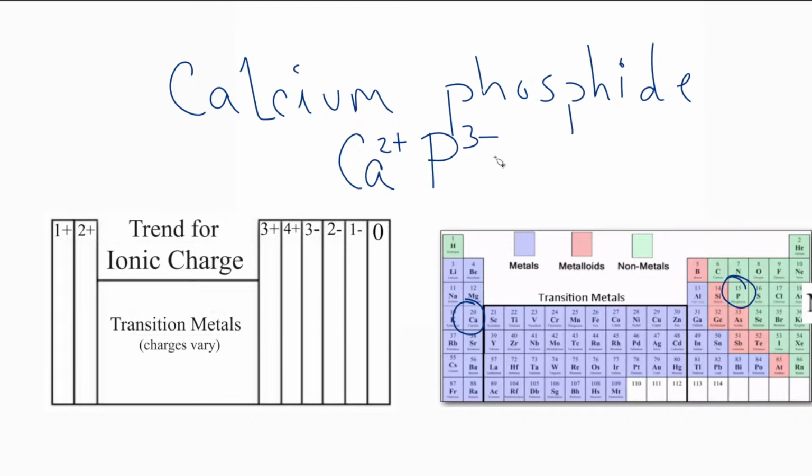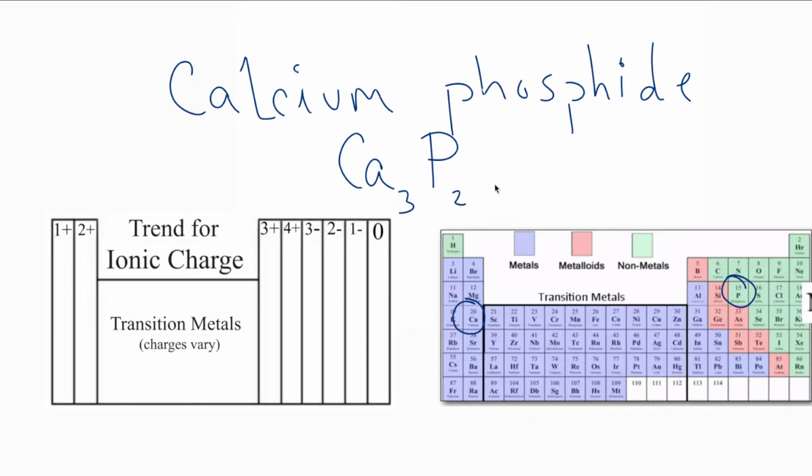So here's the crisscross. You ready? Take the 3, move it down here. Take the 2, move it down there. Get rid of that stuff. That's it. Ca3P2 is calcium phosphide, and that's that crisscross.